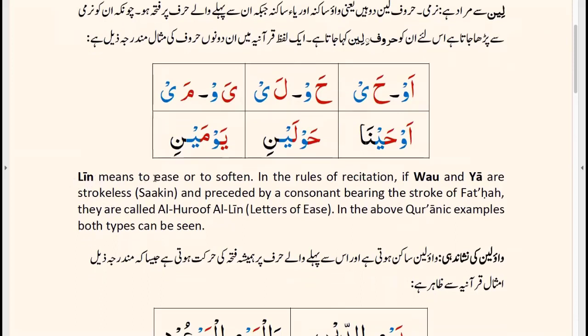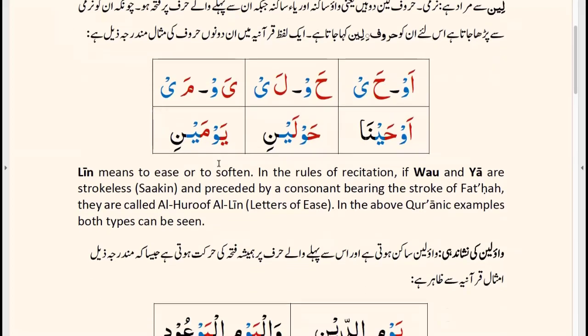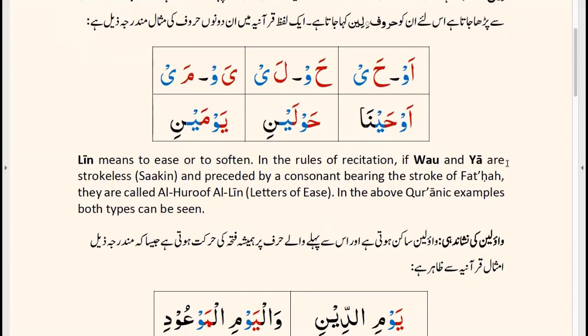Okay, so lean means to ease or to soften. Hence the name maddaleen. In the rules of recitation, if waw and ya are strokeless, meaning sakin, so for example, here, there is a waw with a sukoon sign, this on top of it. This is called waw sakin and ya sakin, because ya carries a sukoon sign, also known as jazm. And they are preceded by a consonant bearing the stroke of fatha. Just like here, waw carries a sukoon sign and preceded, meaning before that, there is a letter carrying a fatha. Okay, so they are called al-huruf al-leen, letters of ease.